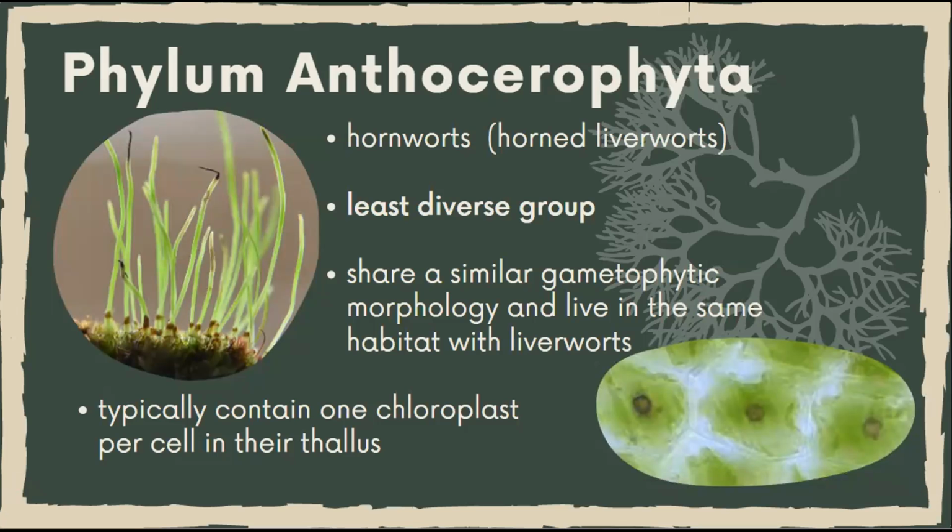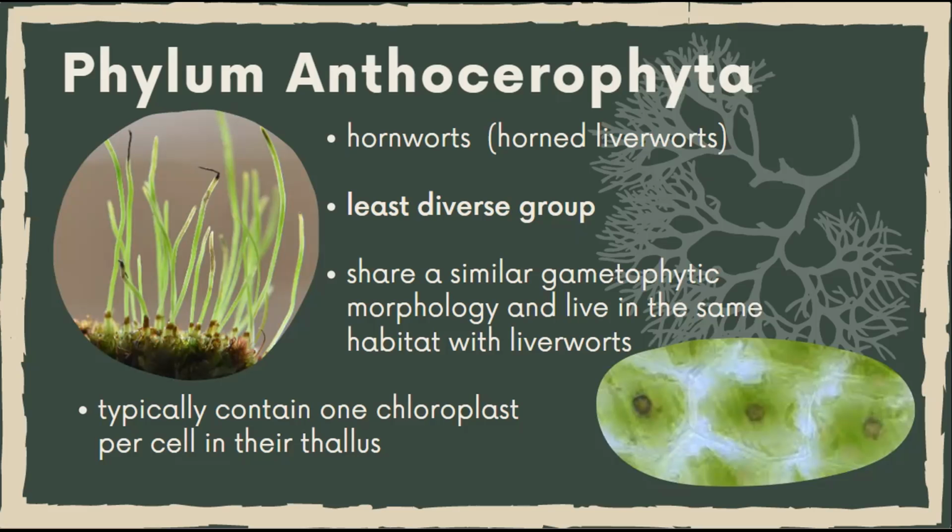The last phylum under the non-vascular plants is the phylum Anthocerophyta. They are commonly known as hornworts or horned liverworts. Comprising about 100 species of simple non-vascular plants, this phylum is the least diverse class among the three. They got their name from the horn-like structure of the sporophytes which they produce. Hornworts and liverworts share a similar gametophyte morphology and live in the same habitat. However, hornworts do not possess elaters and oil bodies, which are common in liverworts.